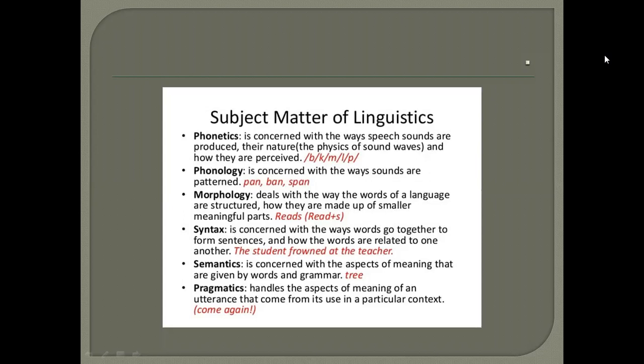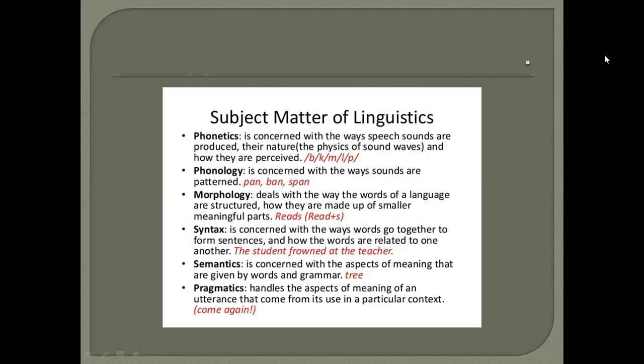Another one is syntax. Syntax is concerned with the ways words go together to form a sentence, how sentences are structured. It studies how the words are related to one another, for example, the student in front of the teacher, how the words are connected to each other to form a sentence. Especially, syntax is concerned with this. And the next one is semantics.